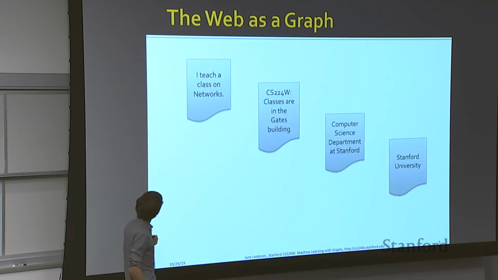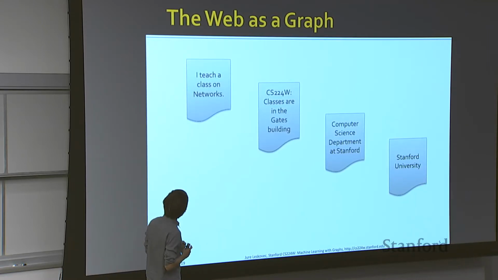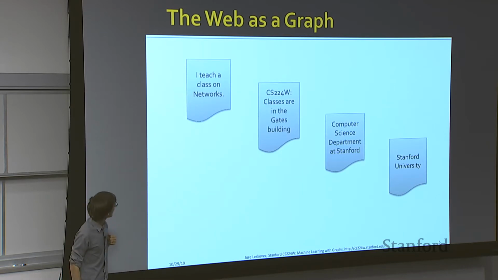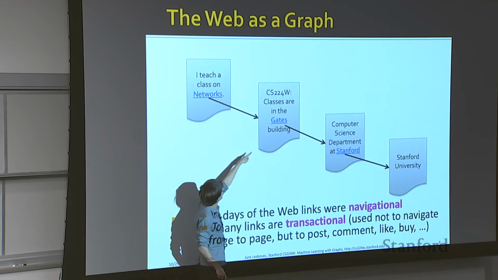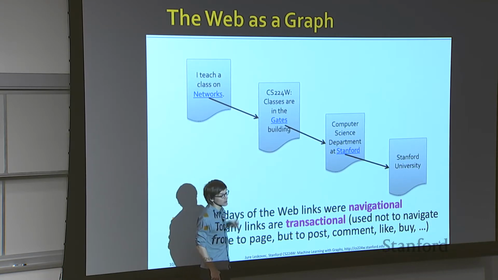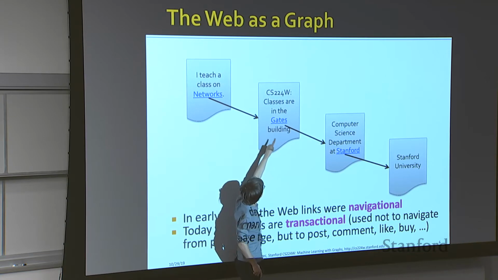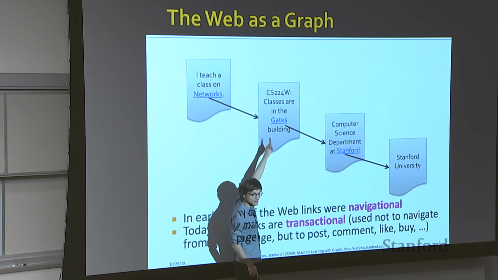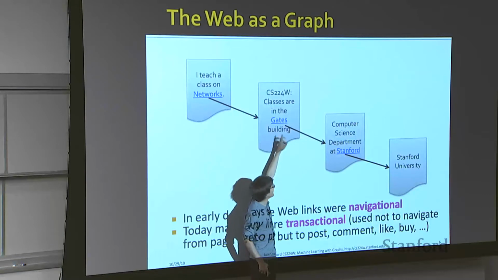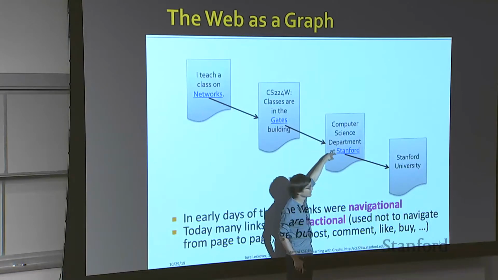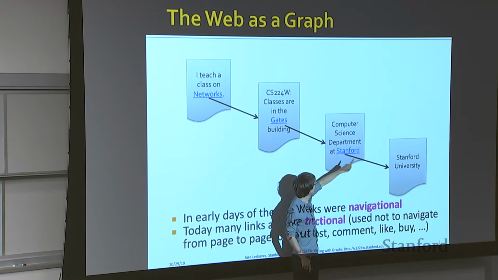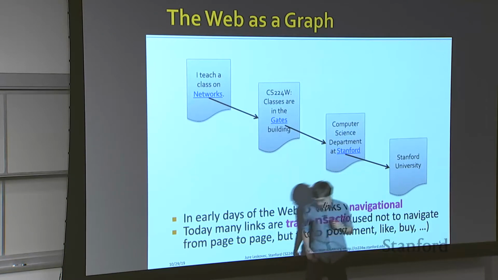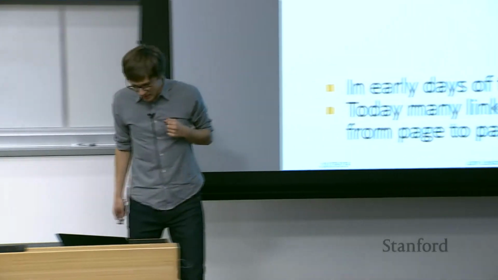So the way you could think of this is maybe there are some web pages here. And the way we will connect them is that maybe I teach a class on networks, that's on my website, and I link to this web page that talks about the class. And this page says, oh, the classes are in the Gates building, they are here in NVIDIA. But there is a link here that points to the Stanford Computer Science Department, where the computer science department says, we are the computer science department at Stanford University, and then if you click on Stanford, you end up on the Stanford University main web page. That's what we mean to create a graph.